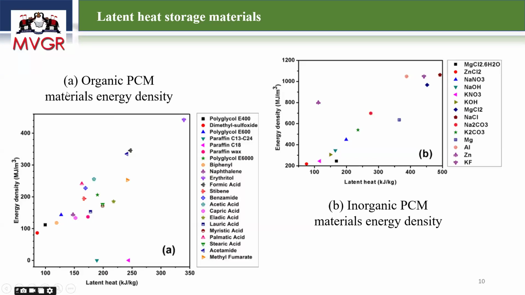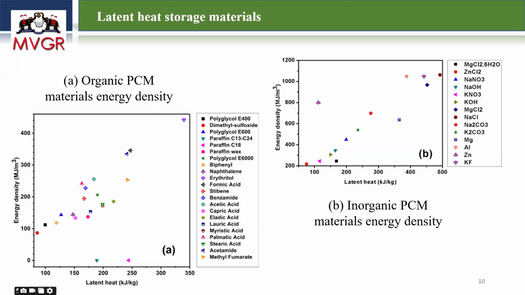So we have different types of phase change materials. That is organic phase change material and inorganic phase change material. So what is the difference between organic and inorganic? Organic materials are those whose compound structure has carbon and hydrogen chain bonds. Those kinds of material we can call organic phase change material.